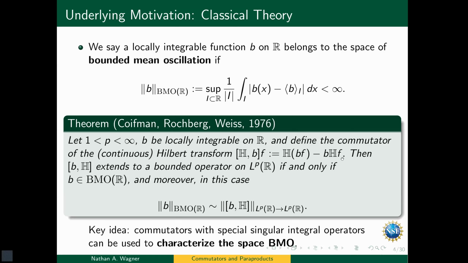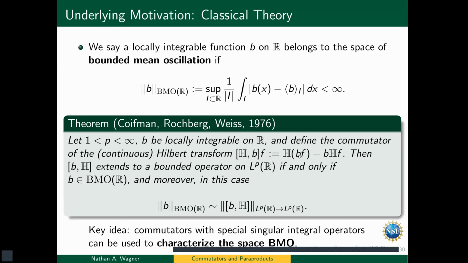The idea here is that there's some cancellation in this commutator. It isn't identically zero, right? If b is, say, a constant function, it's zero. But for more general functions, there's suitable cancellation in the difference that lets you extend the commutator to a bounded operator on L^p. And this happens if and only if the symbol of the commutator, which is called b, which is also the symbol of the multiplication operator, belongs to BMO.